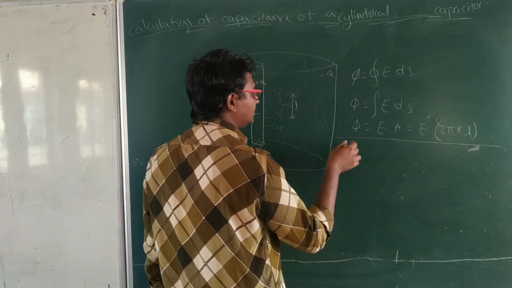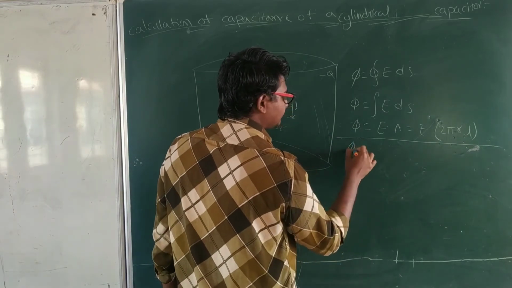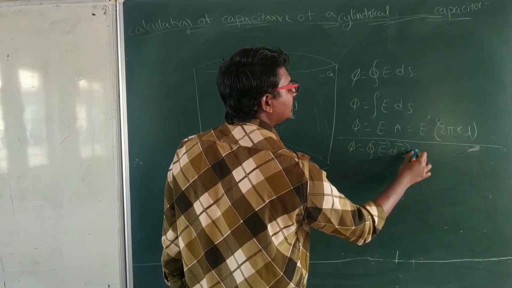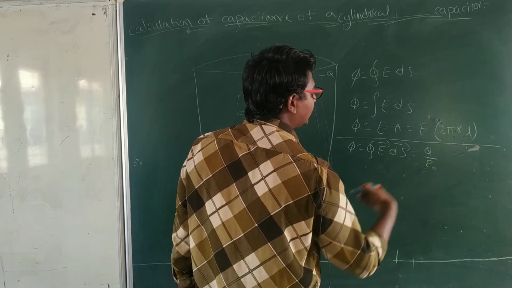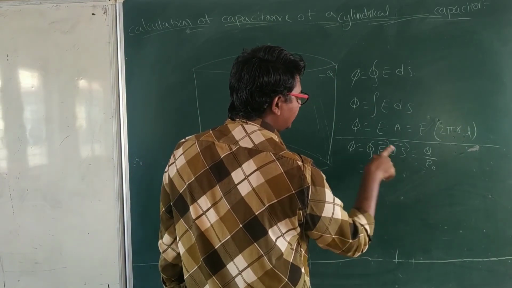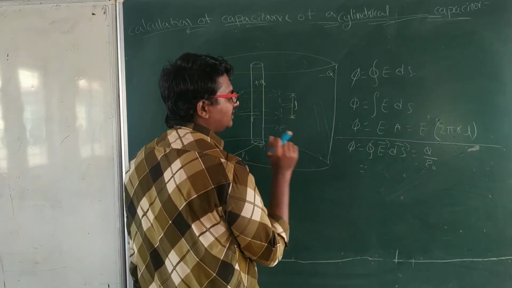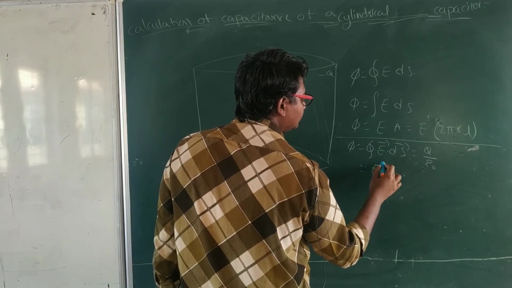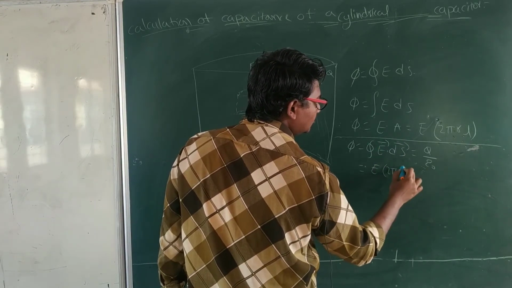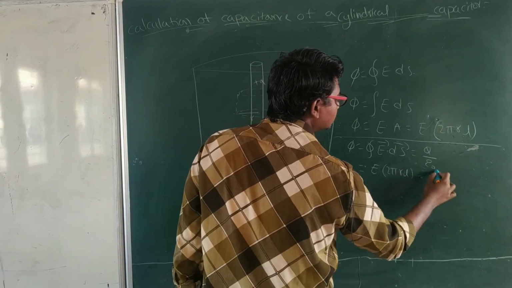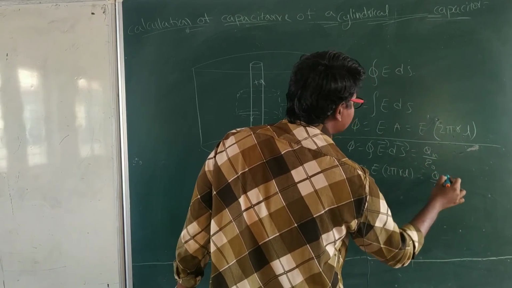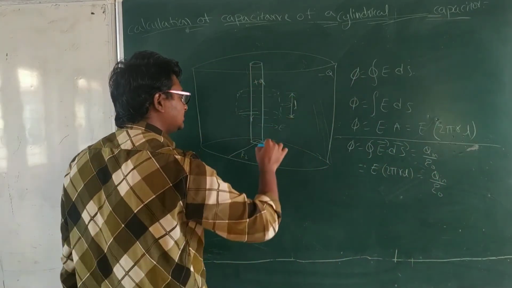After that we can find V, and after that C. Next, phi is equal to, using the Gauss formula, integral E bar dot ds bar equals Q by epsilon naught. On the Gaussian surface we just found this as E into 2 pi r L, which is equal to Q by epsilon naught. Here Q is the Q inside, the charge enclosed.